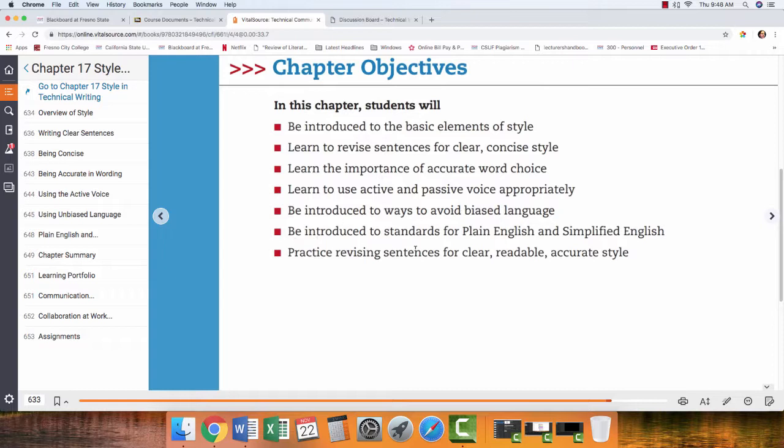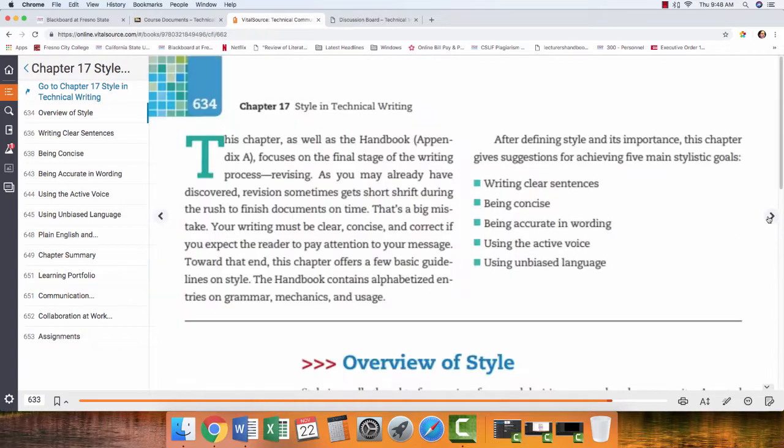You'll be introduced to standards for plain English and simplified English. Very basically, it's always better to say has than to say possesses. Adding syllables doesn't make you sound smarter, it makes you sound awkward. Okay, so prefer plain English and simplified English. Don't pick words because they're longer, pick words because they communicate well. Practice revising sentences for clear, readable, and accurate style.